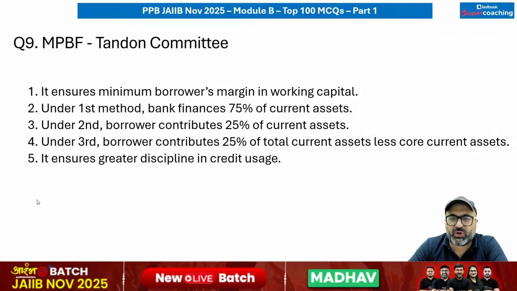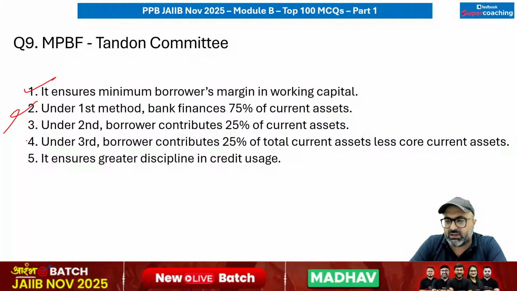Next, maximum permissible bank finance is calculated with the help of the Tandon Committee. In this particular case, which points are going to be correct? The first one is that it ensures minimum borrower's margin in the working capital. With its help, the minimum borrower margin in the working capital is calculated. That is true. Under Method 1, bank finances 75% of the current assets. Wrong. This is absolutely wrong. Tandon Committee or method defines contribution. It ensures credit discipline and minimum margin.